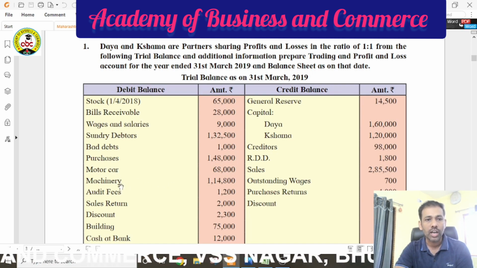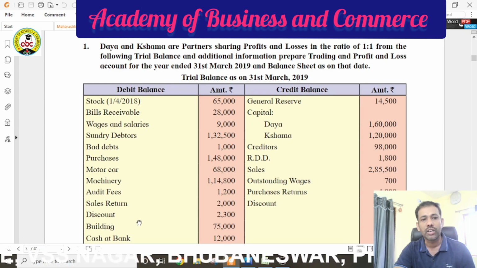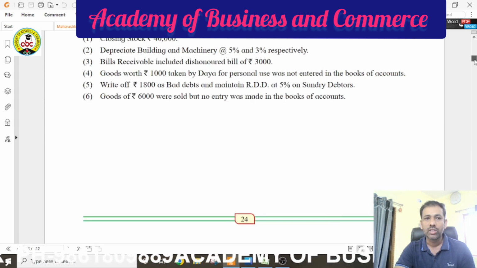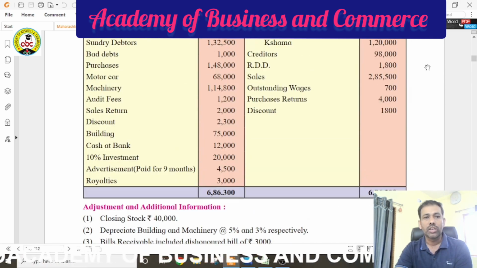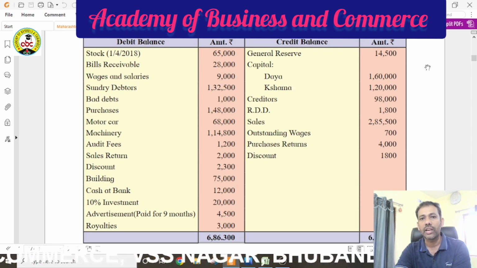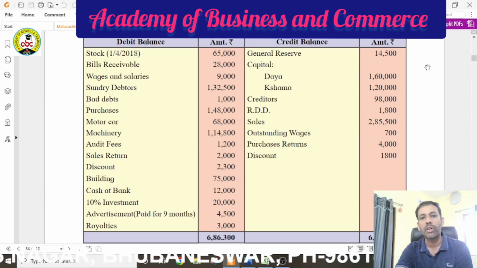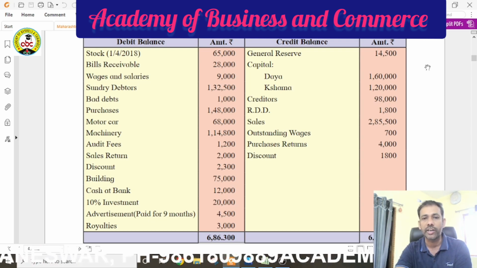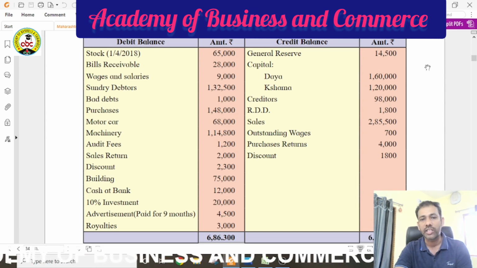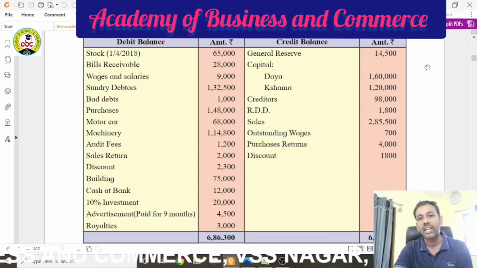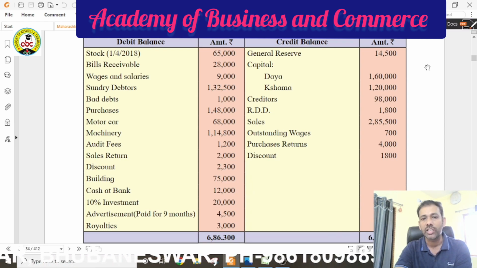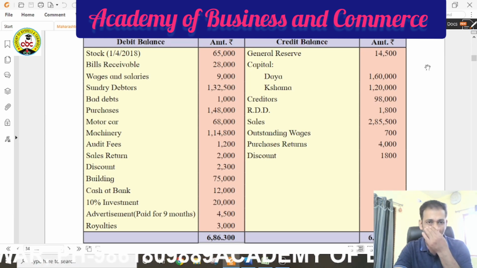Then motor car, machinery, audit fees, sales return, discount, building, cash at bank, all the debit balance items we have to take, as given in the question, on the debit side and asset side. And the credit balance items: general reserve, capital, creditor, reserve for doubtful debt, old reserve for doubtful debt 1,800. Those are the credit balance items which you have to adjust on the asset side from debtor. And sales amount is given, sales return is also there on the debit side, and outstanding wages, purchase return, discount, all the credit balance items are also there.